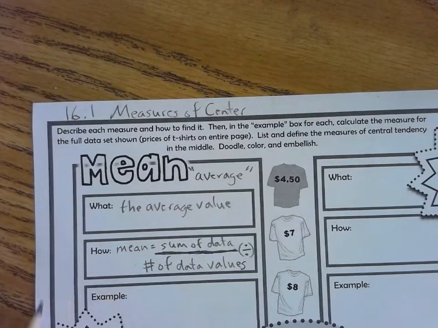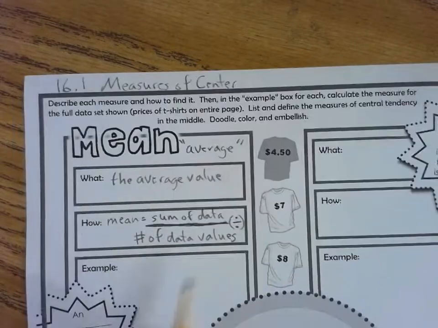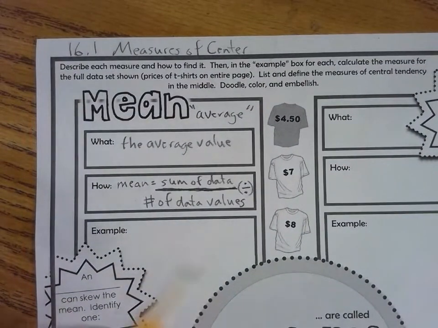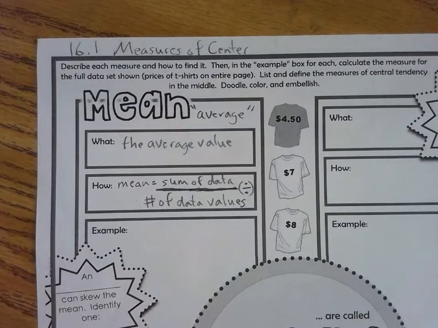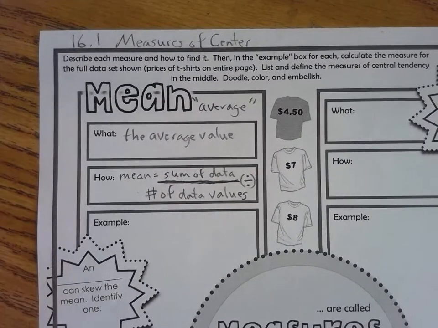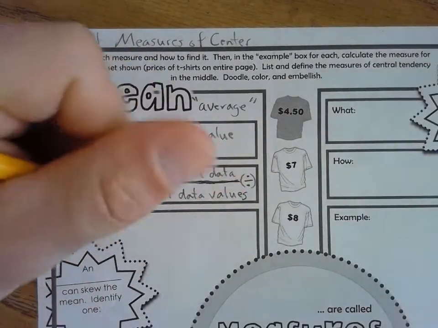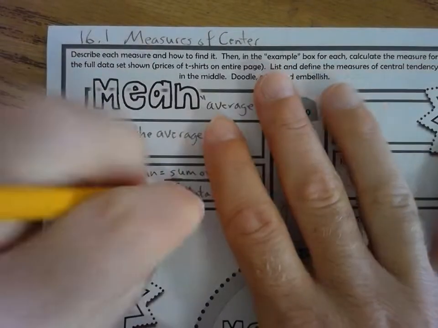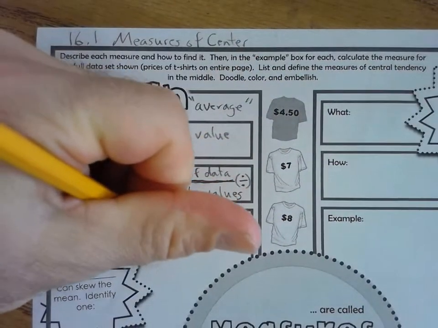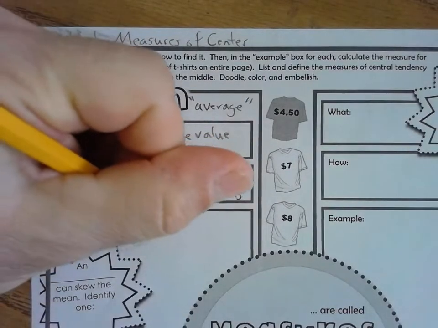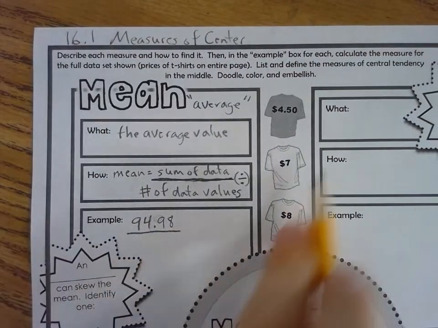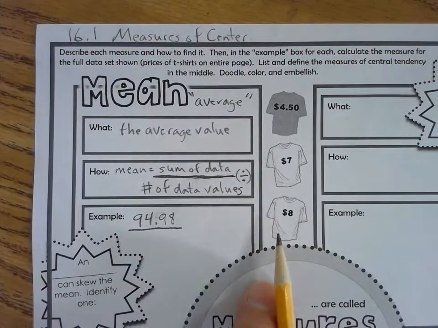So the way that you would do this, for these t-shirts, you would add them all together, okay? Now to help you out, I'm going to show you what you would get. If I added up the value of all these t-shirts on this page, I'm going to come out with $94.98. Okay? So that would be the sum of all my t-shirt values.